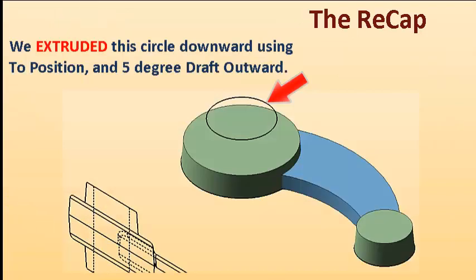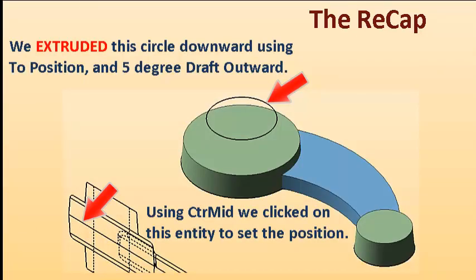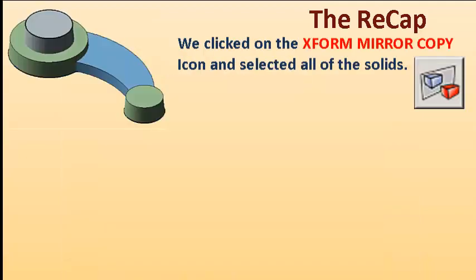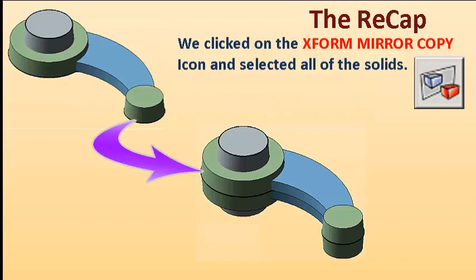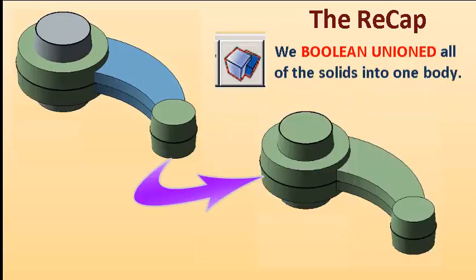Next, we extruded this top circle downward. Now we changed that to draft outward. Using center mid, we clicked on this entity. We clicked on the X-Form mirror copy icon, selected all of the solids, and using the plane option, we clicked on this circular edge. That gave us copies of all of the solids.